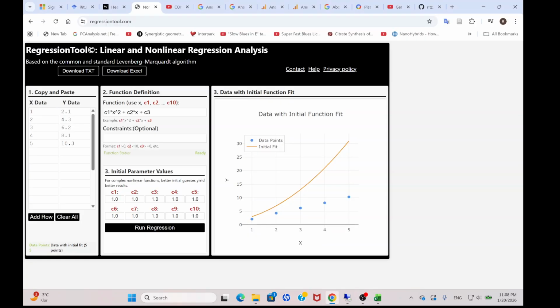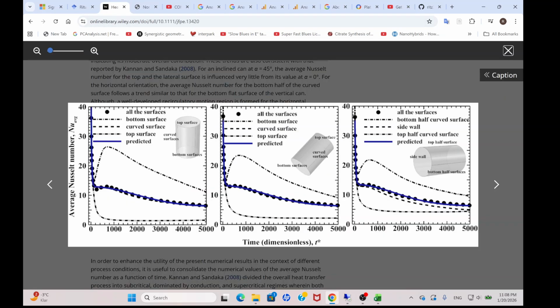Hi guys, in this video I'm going to show you how to do linear and non-linear regression. The example that I will show you here is taken from one of my past works. I think this is from 2022. And so we had some data points like this.